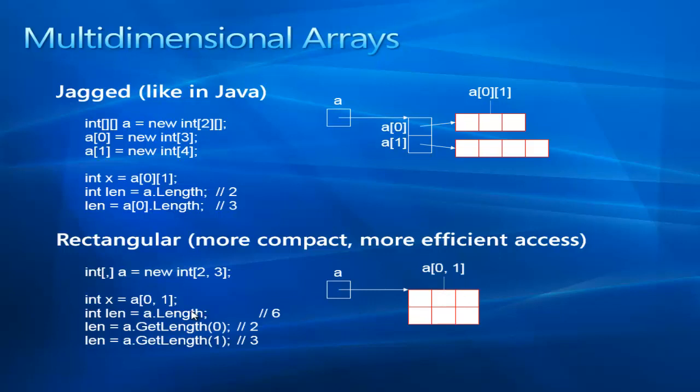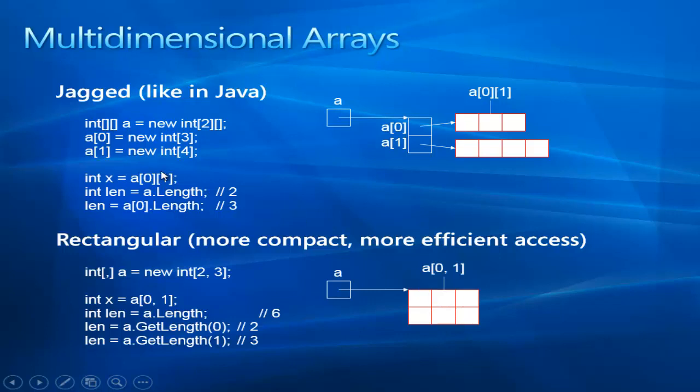Now, whenever you have created the rectangular array, the length of the array is a.length, which is the same method or the same property that even Java has. a.length will give you the length of the array. When it is a rectangular array, the length will be the multiplication of these two values, that is 2 into 3, which is going to be 6. That will be the total number of elements stored within the array.